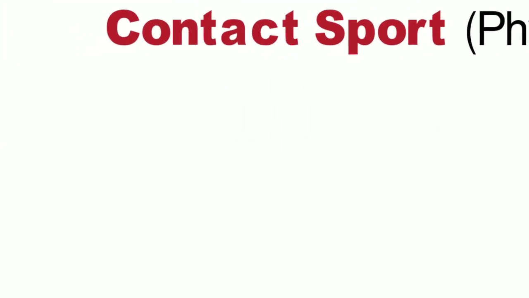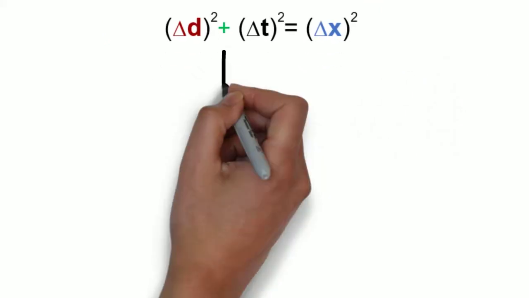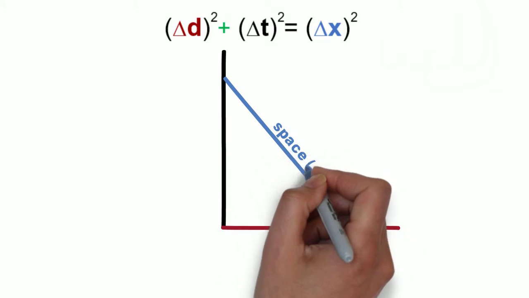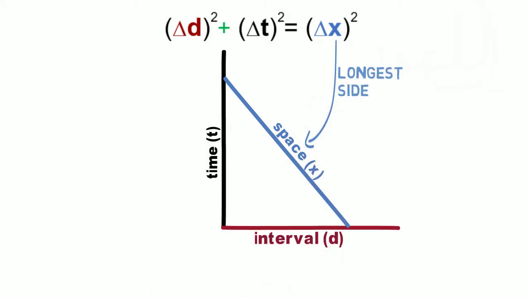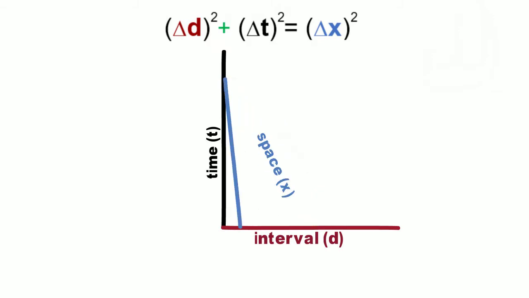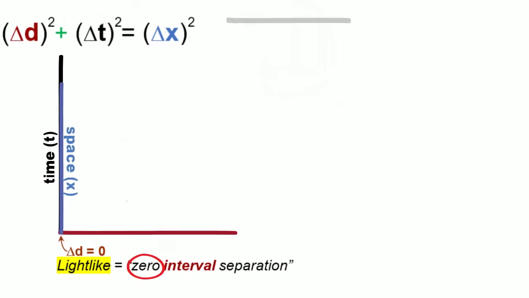Now get ready for contact sport. Last time, rearranging the interval equation to get rid of the minus sign suggested space is diagonal, with intuitive Euclidean coordinates of time and invariant intervals. Without the distortions of space-time, we saw that as space and time of any span become equal, the interval goes to zero, defining a light-like interval. Fixed will now explain exactly what zero interval separation means because, frankly, no one else has.